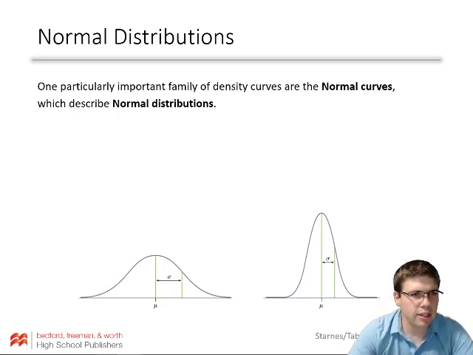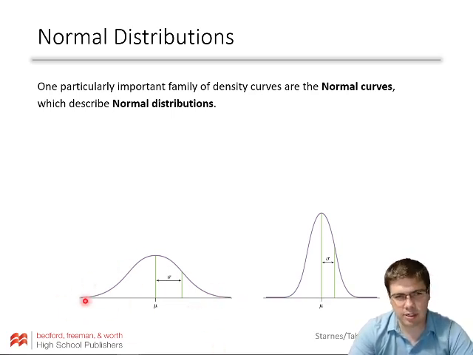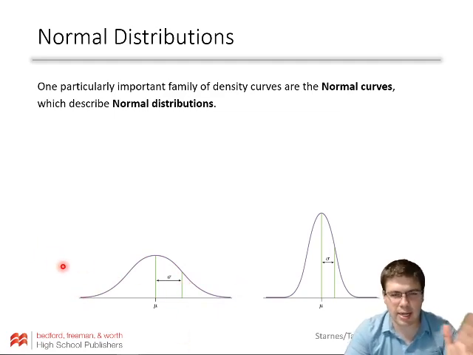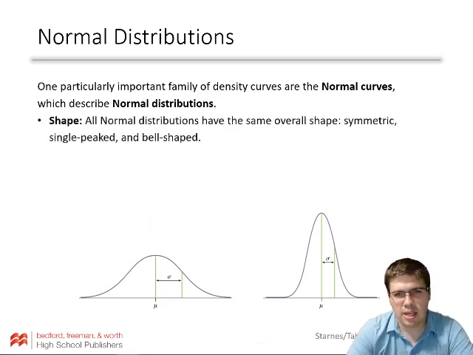One particularly important family of density curves, so density curves from the last video, are the normal curves. And they describe a normal distribution. A lot of times people say the normal curve, but it's the same shape that can be a lot of different widths and heights and positions based on a couple of key features. So the shape of all normal distributions is symmetric, single-peaked, and bell-shaped.